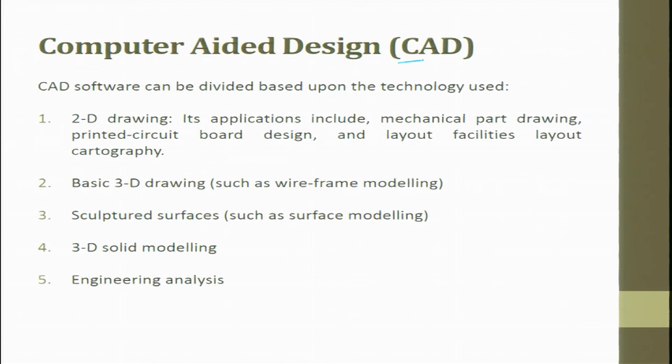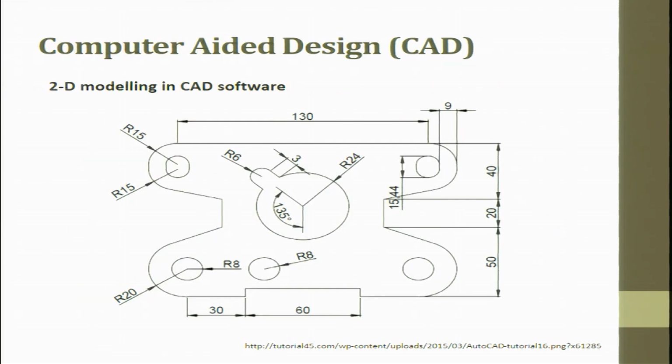So, in computer aided design there are 2D drawing, then basic 3D drawing, then you have sculptured surfaces, then you have solid models and engineering analysis. 2D, wireframe, sculpture, that is surface modeling, solid modeling and engineering analysis. Surface modeling we use if you want to see along the surface what is the drag. So, you can use surface modeling, you are least bothered about the volume. When you want to do analysis like torsion analysis or load analysis, volume is very important. So, we use solid modeling.